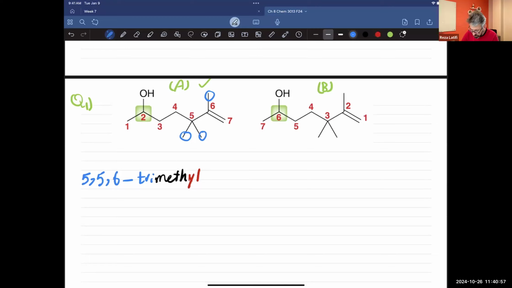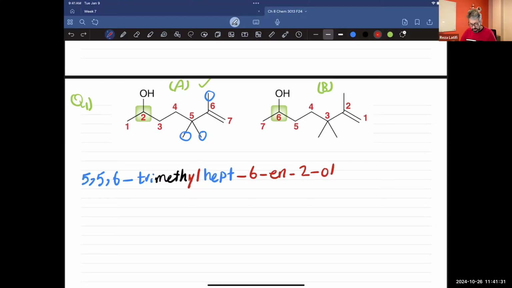So how about this? We go hept, 7 carbons. Now I have 2 functional groups, OH and double bond. Okay, we start with the double bond. Where is the double bond? The double bond is sitting on carbon number 6. So you say carbon number 6, you say EN. The double bond started on carbon number 6, so it will be 6-ene, and then on the second carbon we have the OH. So on the second carbon we say OL.